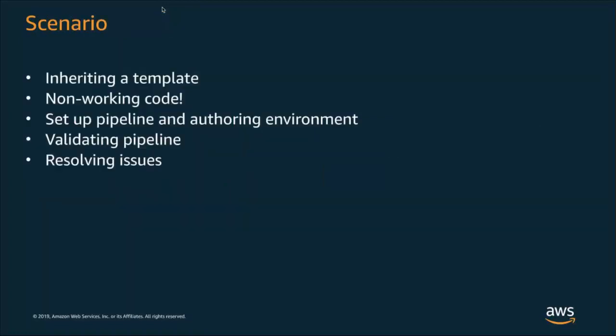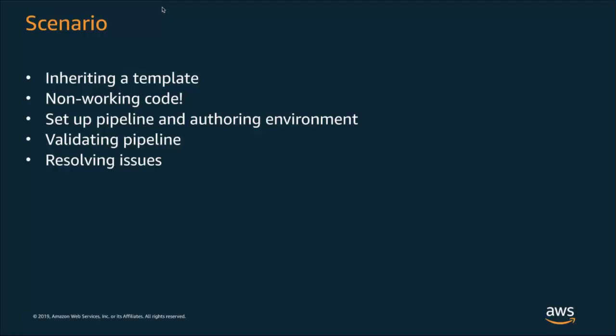So I'll work here with Dan in going through a scenario. And in this scenario, we're going to be assuming that we inherited a template from somebody else. It doesn't work right now, but that's fine. Before we start troubleshooting the template, we'll set up a pipeline for this and any other future template that we may encounter. We'll set up our authoring environment.